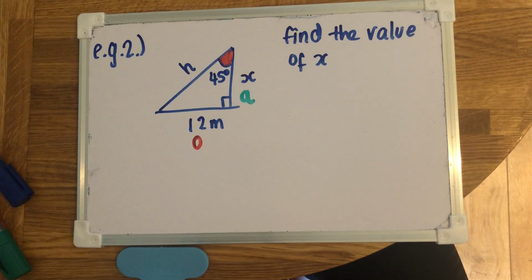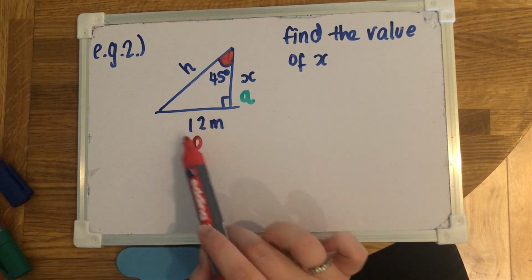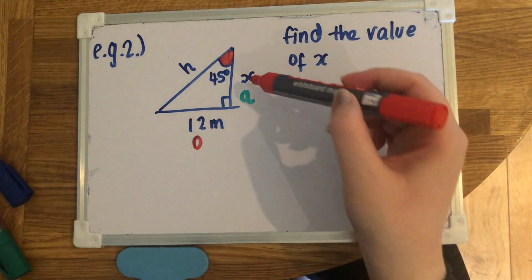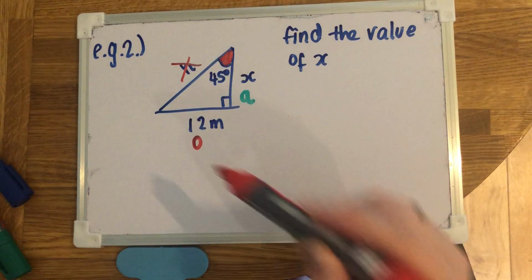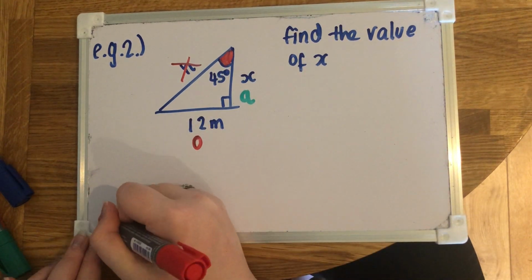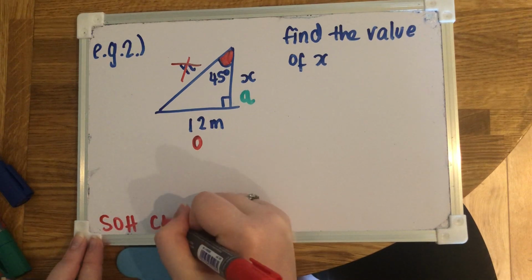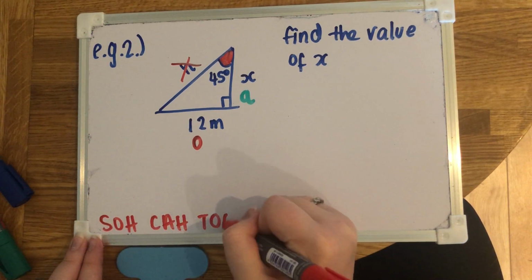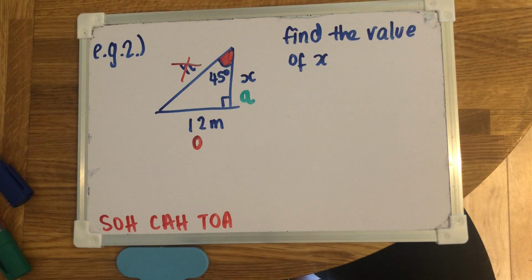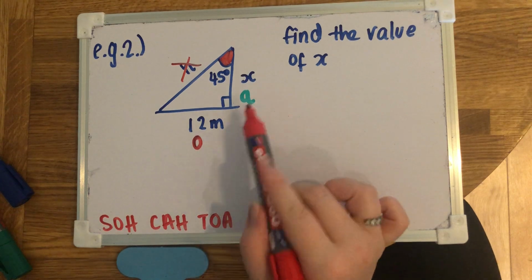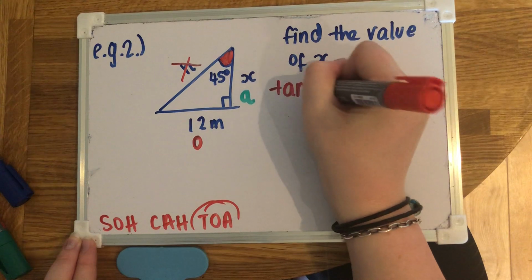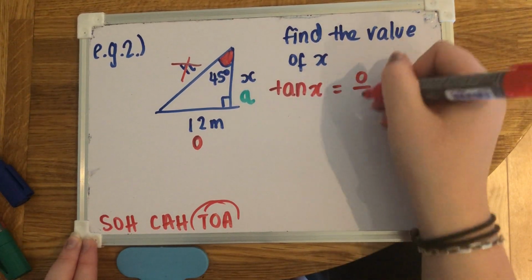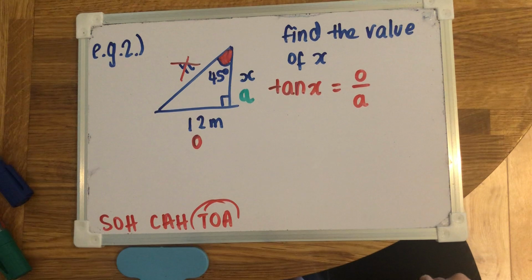Okay, again, we look at which sides we want. So we've got a number on the opposite side, which is good. And we've got the x, which is what we're looking for, on the adjacent. There's nothing on the hypotenuse, so we cross it out. So we'll quickly write this just to remind you. Okay, so you need to see which one you need. So the one that has an O and an A in it is going to be the tan one. Okay, and then we can put the numbers in.